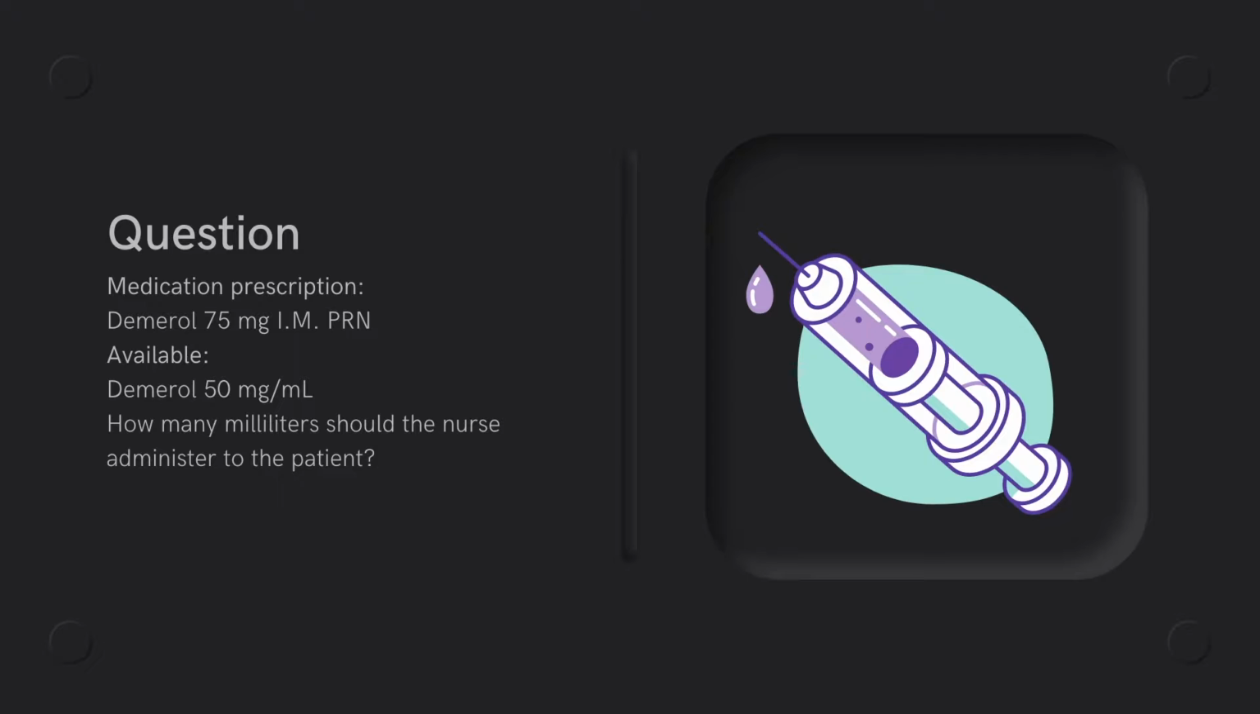Let's go through a basic dosage calculation question using both the formula method and also the ratio proportion method. So the medication prescription is for Demerol 75 milligrams intramuscular as needed. And available, we have Demerol 50 milligrams per milliliter. How many milliliters should the nurse administer to the patient?